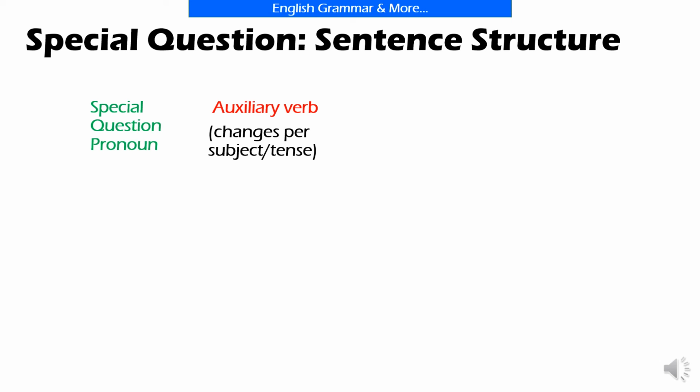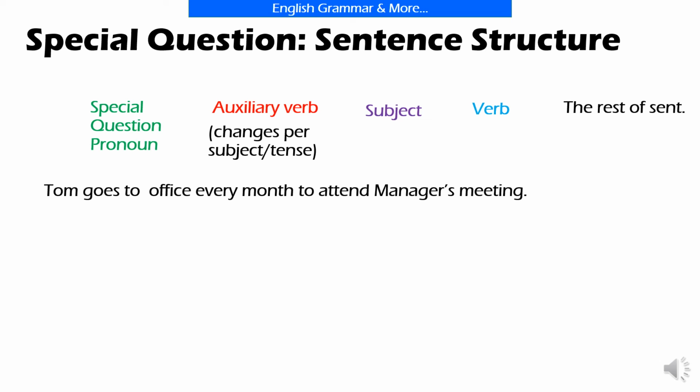After the auxiliary verb, we put the subject, and then after the subject, we add the verb, and then the rest of the sentence follows. Now let's look at the special question sentence structure in a few examples. Now we'll use this affirmative sentence: Tom goes to office every month to attend manager's meeting, and ask all special questions to this sentence.